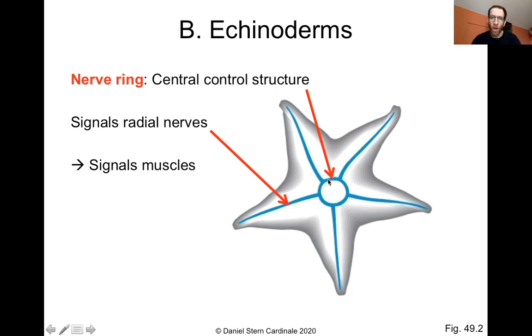It's this circular structure that goes around the central disc of the organism. Radiating from that nerve ring are radial nerves, very appropriately named because they radiate outwards down each arm, and it's those radial nerves that are going to signal the muscles in each arm of the organism. Now, notably, in echinoderms and all of the other organisms we're going to see today, the signaling pathways are unidirectional. You can only send and receive within a neuron in one direction. So you have to have a pathway out and a pathway back in. That's the case for everything we're looking at today, except for the nerve net that we already saw.